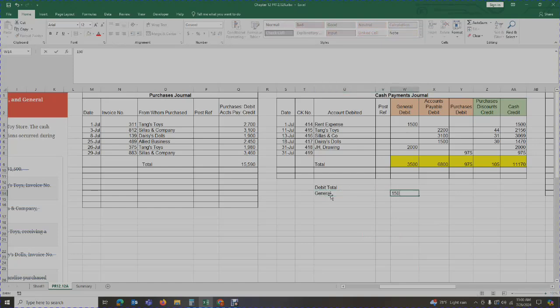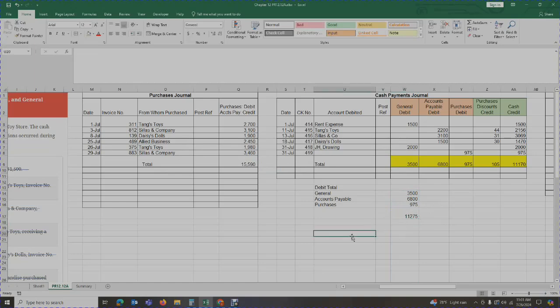General has a balance of $3,500. And then accounts payable has a balance of $6,800. And then purchases has a debit of $975. So we're going to add those 3 numbers. I'm going to add my debits, and it gives me $11,275.